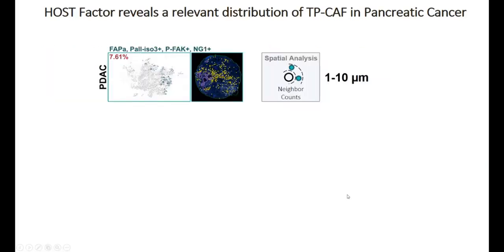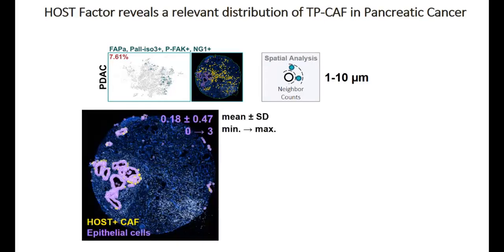And then we went to see exactly where they are located using one of the tools embedded in the Phenoplex study of Visiopharm, which is the spatial analysis. Basically, I delimited my study to check what cells are around a target cell, which are the cells in the periphery no further than 10 microns. And this is exactly what I found.